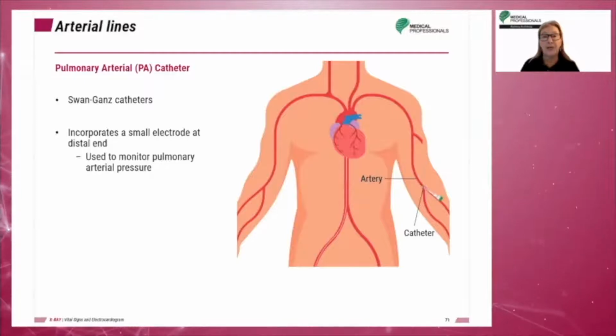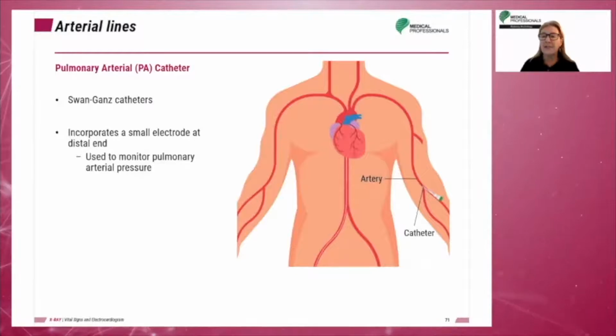One type of arterial line is the Swan-Ganz catheter. In Swan-Ganz catheterization, a thin catheter is passed into the right side of the heart and the arteries that are leading to the lungs. The technique is used to monitor the patient's function and the blood flow and pressures in and around the heart. The catheter incorporates a small electrode at its distal end, which is used to monitor pulmonary arterial pressure.